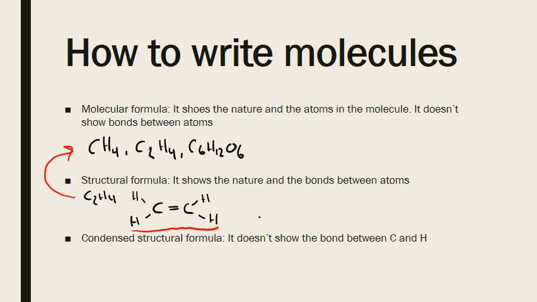The condensed structural formula doesn't show the bonds between C and H. For example, if I was going to write this as a condensed structural formula, I would write it as CH2 CH2. Okay, so this is the condensed structural formula, and it doesn't show the bonds between C and H.